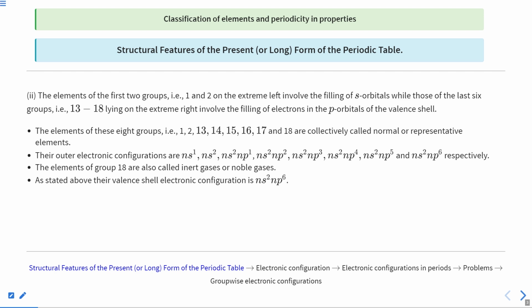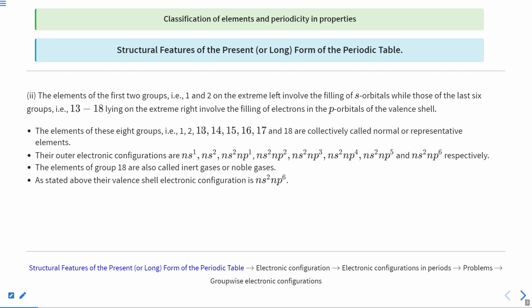Their outer electronic configuration is: for group 1, ns1; for group 2, ns2; 13 means ns2 np1, 14 means ns2 np2, 15 is ns2 np3, 16 is ns2 np4, 17 is ns2 np5, and 18 is ns2 np6. Okay, so what are we seeing here?